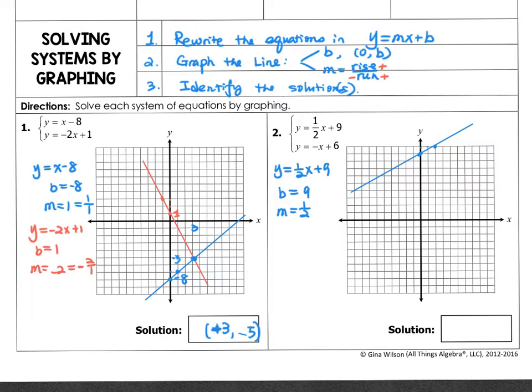Now let's look at the second equation. I have y equals negative x plus 6. So my b is 6, my m is negative 1. There's an invisible 1 there, and I'll write that into a fraction format. So 6, I have 1, 2, 3, 4, 5, 6. And then I rise by 1, but I run to the left by 1 because it's a negative. And now I connect the dots.